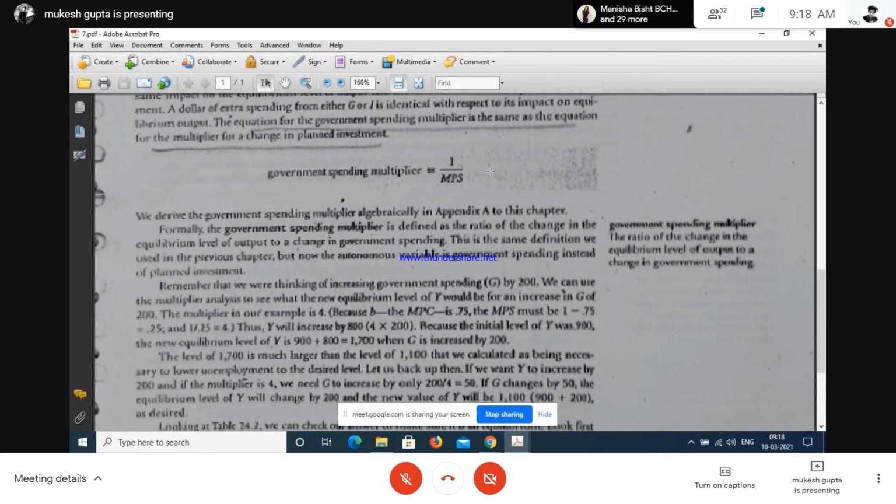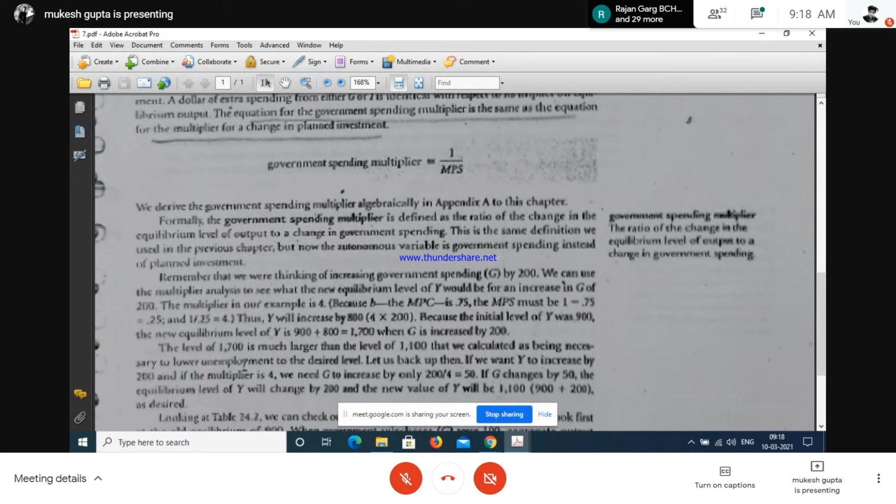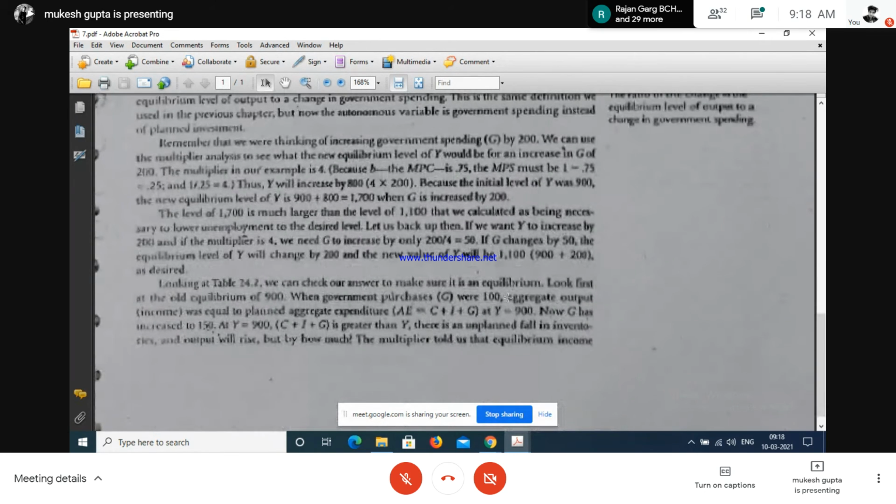That is the case. If government expenditure increases by 50 crore, then national income will increase by 200 crore. I mean, output will increase by 200 crore, in real terms. So that is the government expenditure multiplier, and we can see it in the table here.